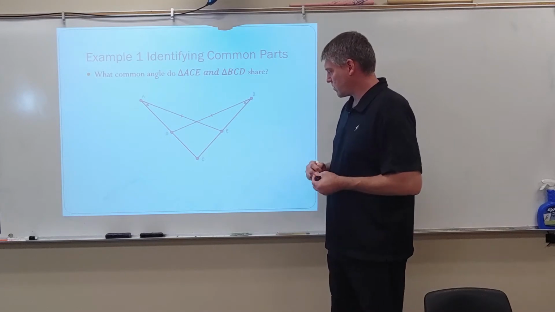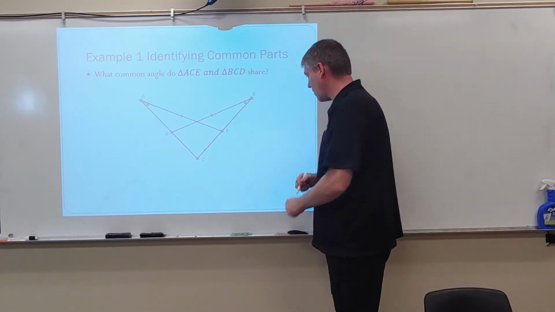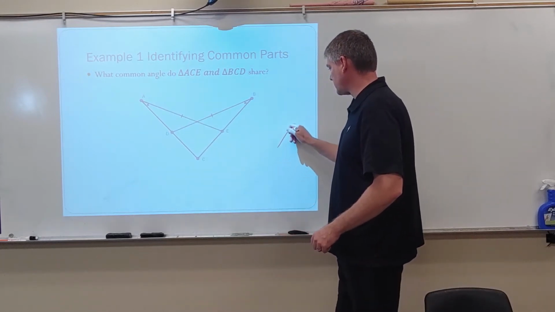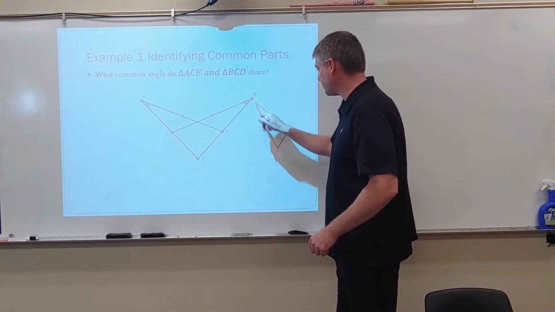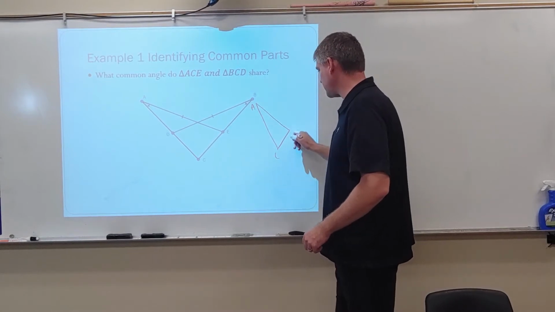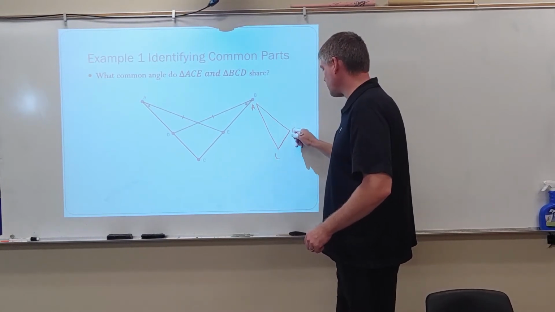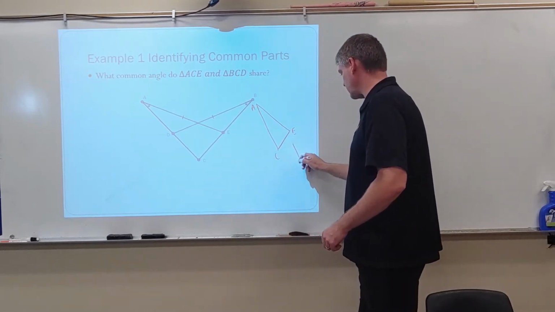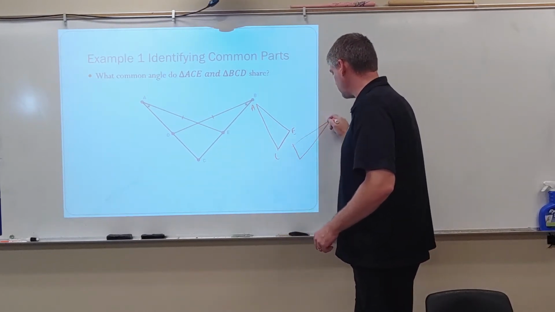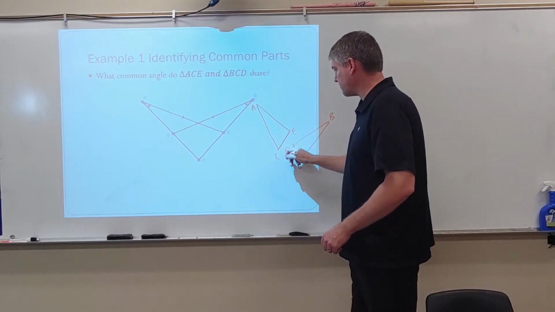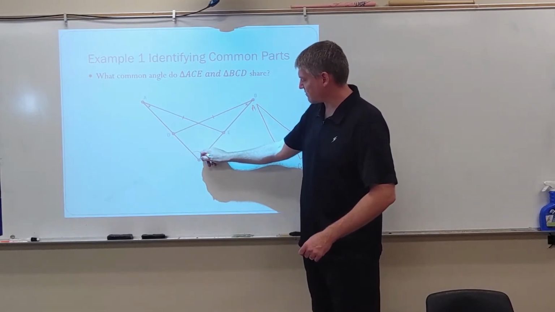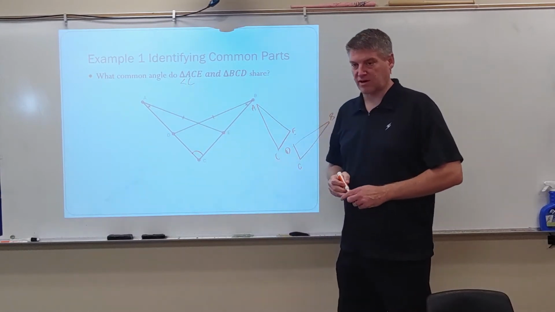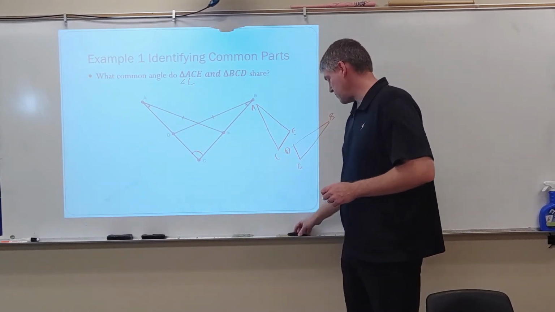So here, if I were to separate this out, ACE is essentially this triangle here, right? ACE, and then BCD is essentially this triangle, BCD. So notice they have this in common right here. So angle C is what they have in common, all right?